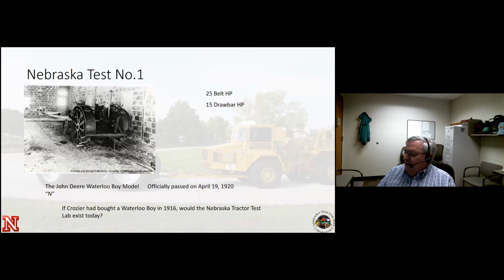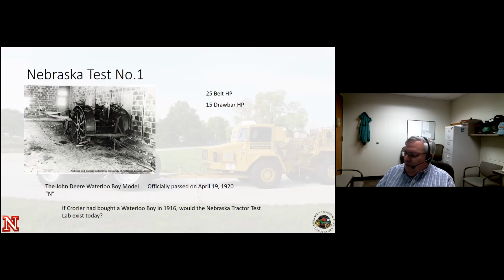It's kind of strange. This was 1919. We have lawnmowers today that put out more power than that. But it officially passed on April 19th, 1920. So that's what we generally consider our initial starting date for the lab, April 19th, 1920.